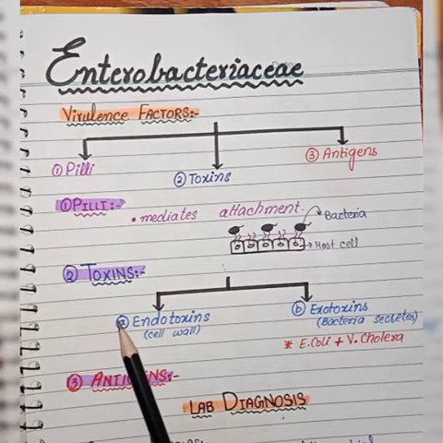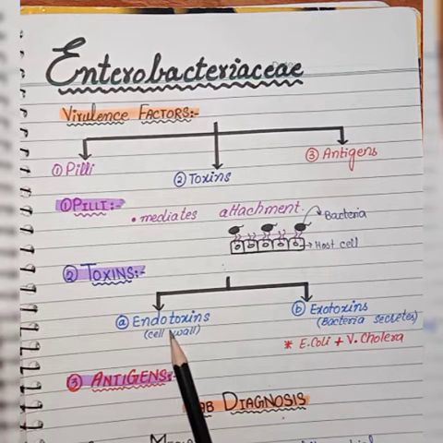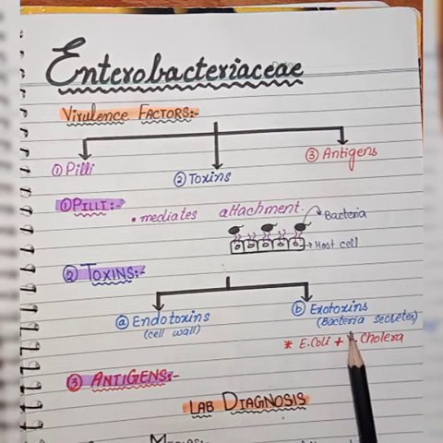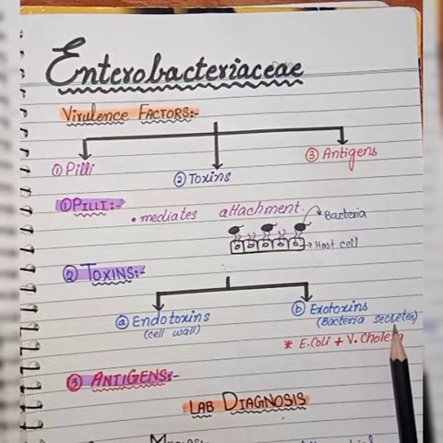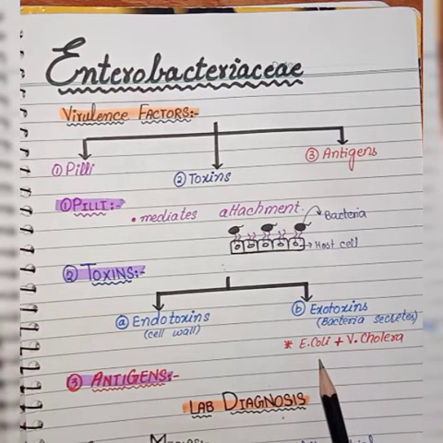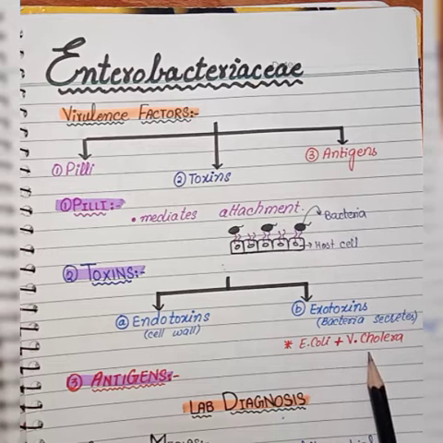Now let's move to the next, that is toxins. All the Enterobacteriaceae family produce two types of toxins. First, endotoxins, which are basically within the cell wall, and second, the exotoxins that the bacteria secrete. Some members of the Enterobacteriaceae family such as E. coli and Vibrio cholerae also produce toxins, but those are called enterotoxins. What is the function of this enterotoxin? It stimulates adenyl cyclase and causes diarrhea.